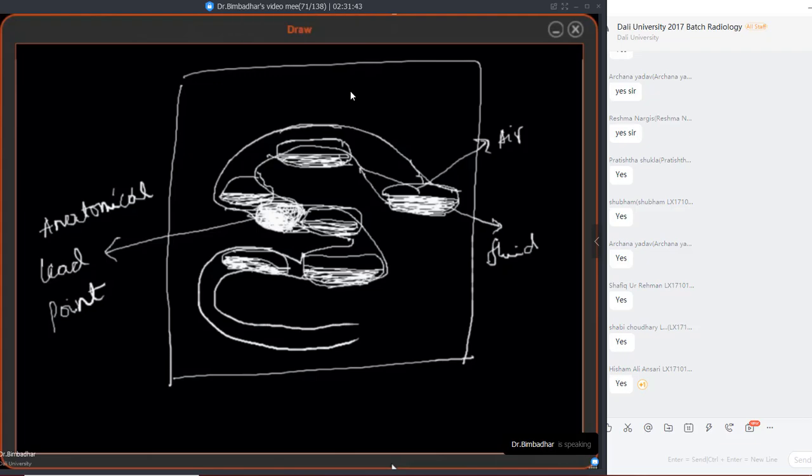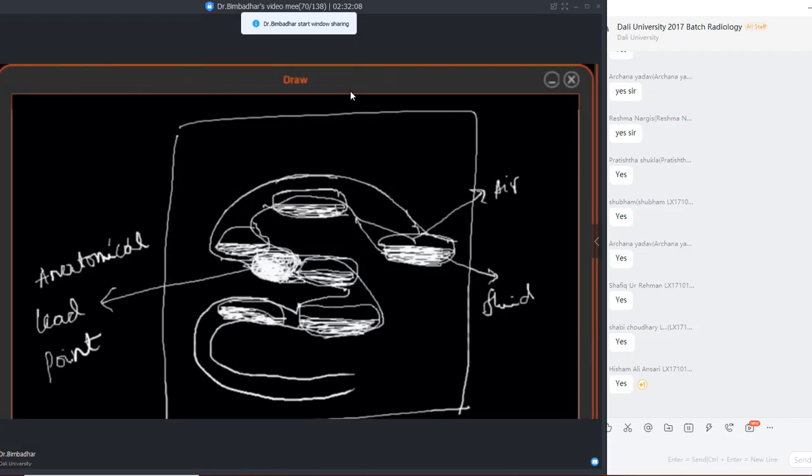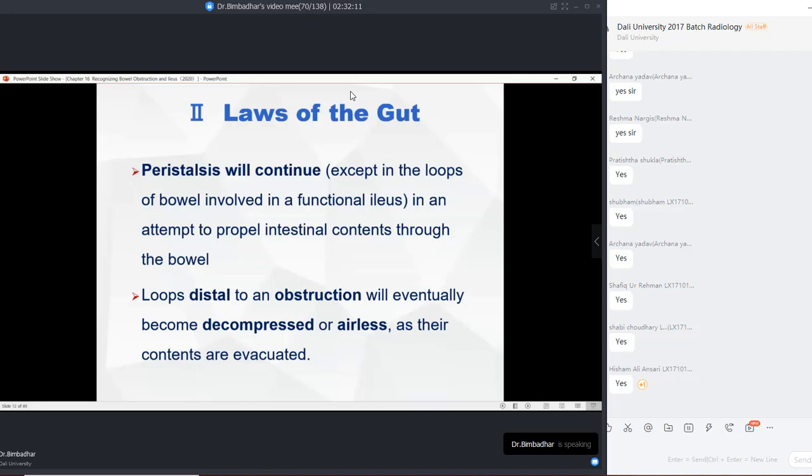So the region of interest where the obstruction is present is called the anatomical lead point. Any abnormality in the peristalsis at a certain point of the intestine is called anatomical lead point disability. This disability causes multiple continuous peristaltic movements in the healthy parts of the intestine, which try to propel the intestinal contents except at that region. Loops distal to an obstruction will eventually become decompressed or airless as the contents are evacuated.